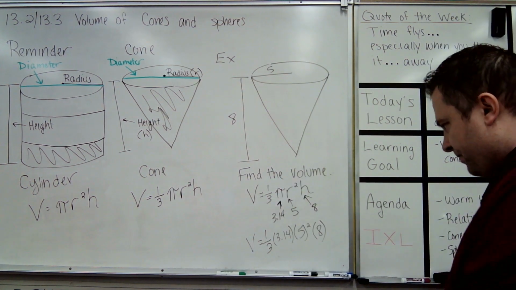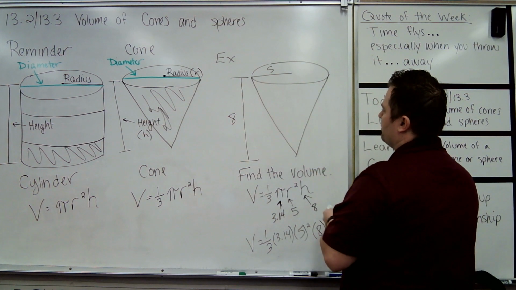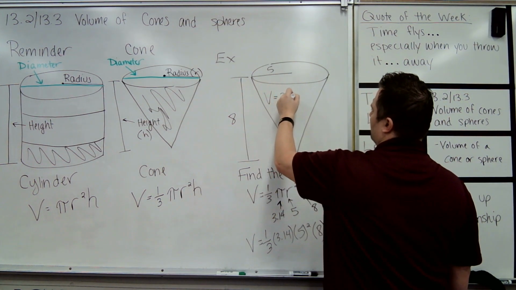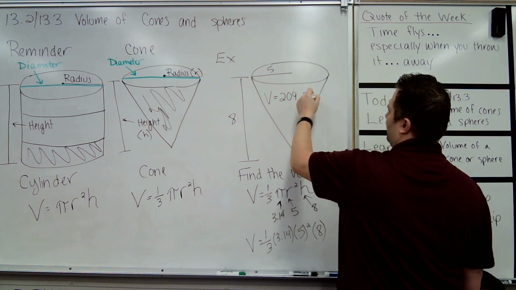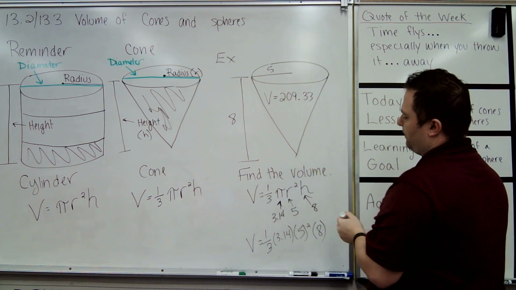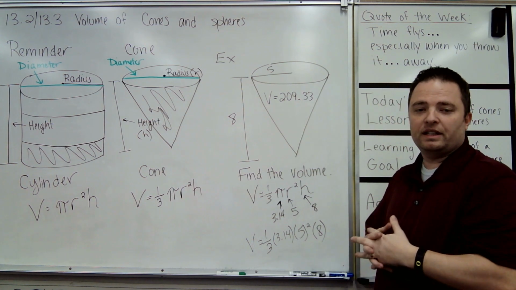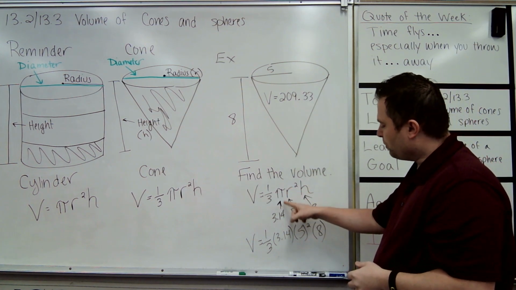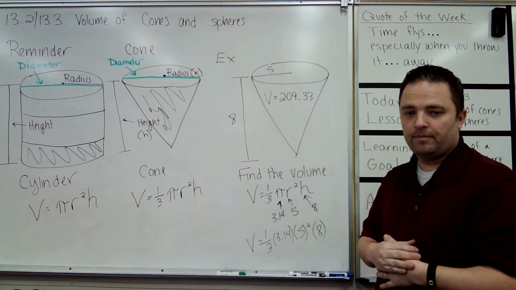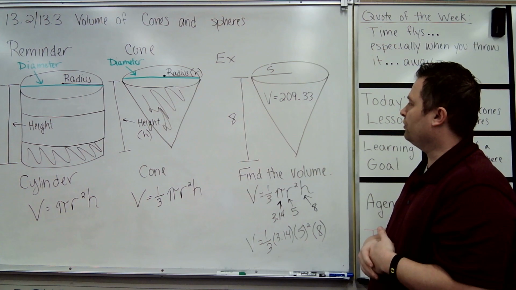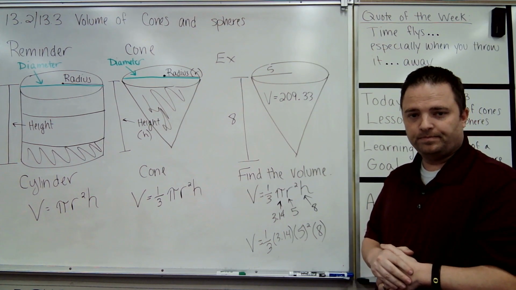209.33 repeating. Now, it's okay to simplify that. 209.33. And we can stop after 2 places after the decimal. Okay? It's not going to be a rounding error. We've already rounded once with the pi, so it's going to be okay. And the volume of this cone is 209.33.